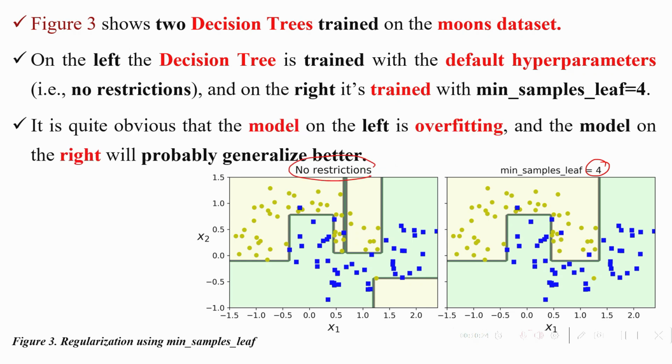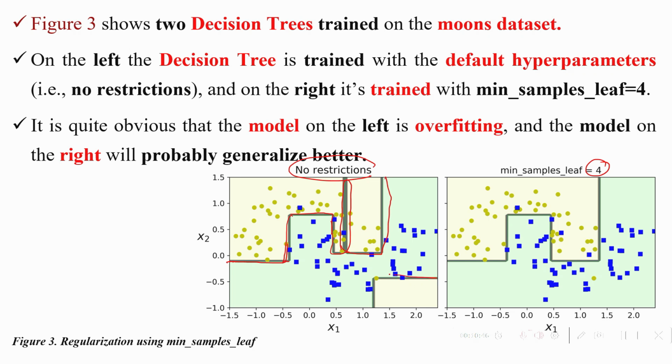Now it is quite obvious that the model on the left is overfitting and the model on the right will probably be regularized better. See the difference here. The model on the left exactly fits the data, classifying each and every point into its own class label. It is overfitting.